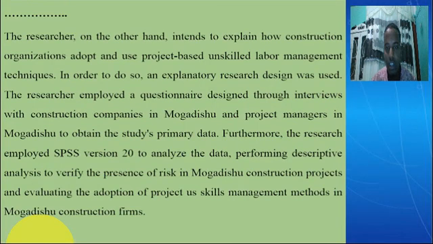The researcher, on the other hand, intends to explain how construction organizations adapted and used project-based unskilled labor management techniques. In order to do so, an explanatory research design was used. The researcher employed a questionnaire designed through interviews with construction companies and project managers in Mogadishu to obtain the study's primary data. Furthermore, the researcher employed SPSS version 20 to analyze the data, with performance and descriptive analysis to verify the presence of risk in Mogadishu construction projects, and evaluating the adoption of the project and skills management methods in Mogadishu construction firms.